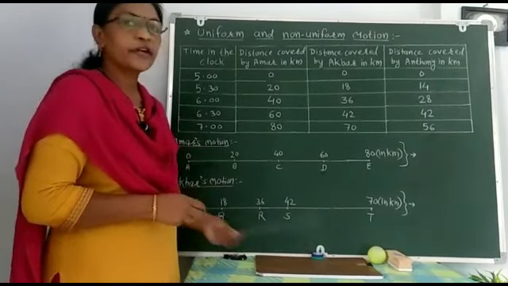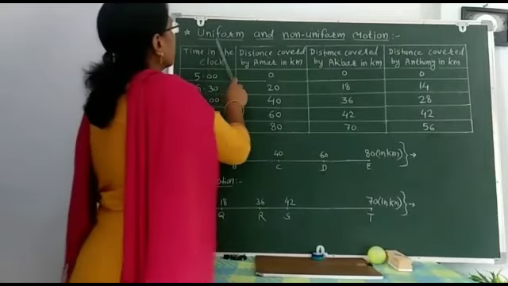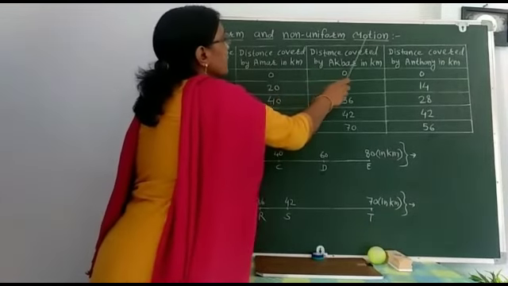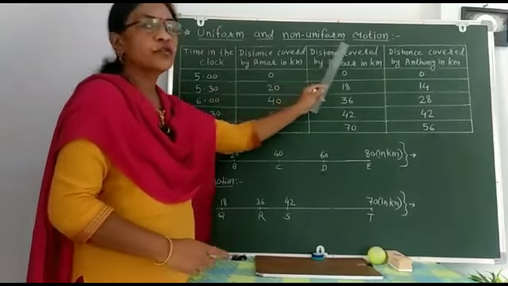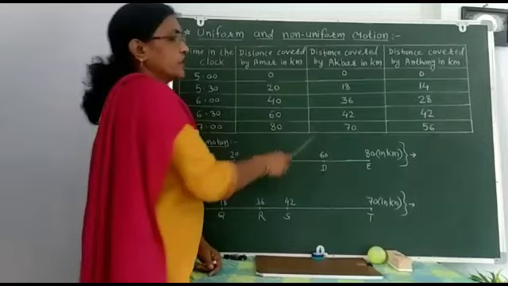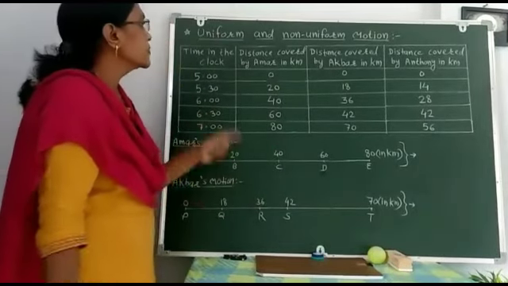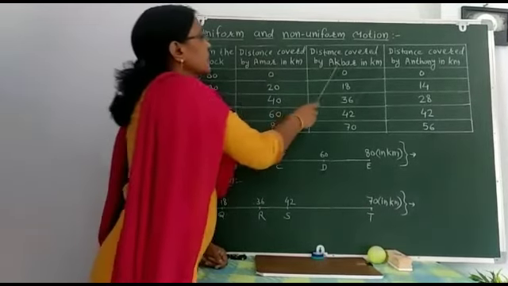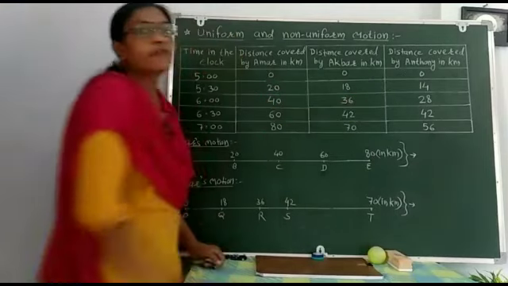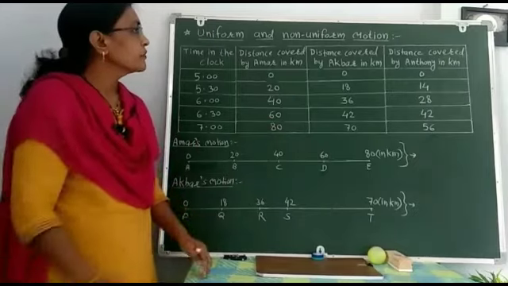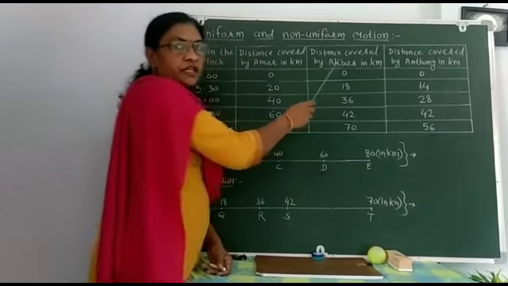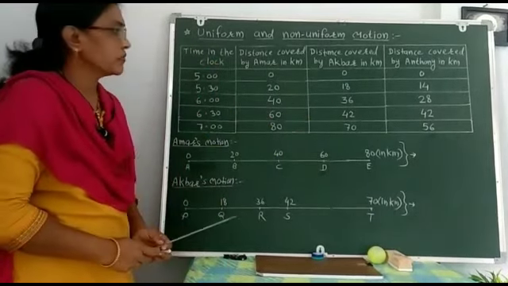We are going to learn our next topic, uniform and non-uniform motion. To learn the topic, uniform and non-uniform motion, observe this table. This table shows Omar, Akbar and Anthony traveling with different cars and with different velocity in fixed time interval.